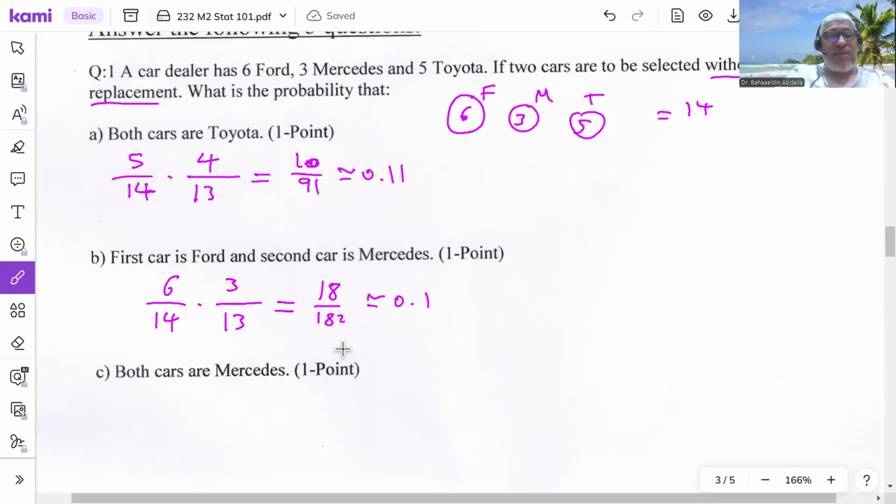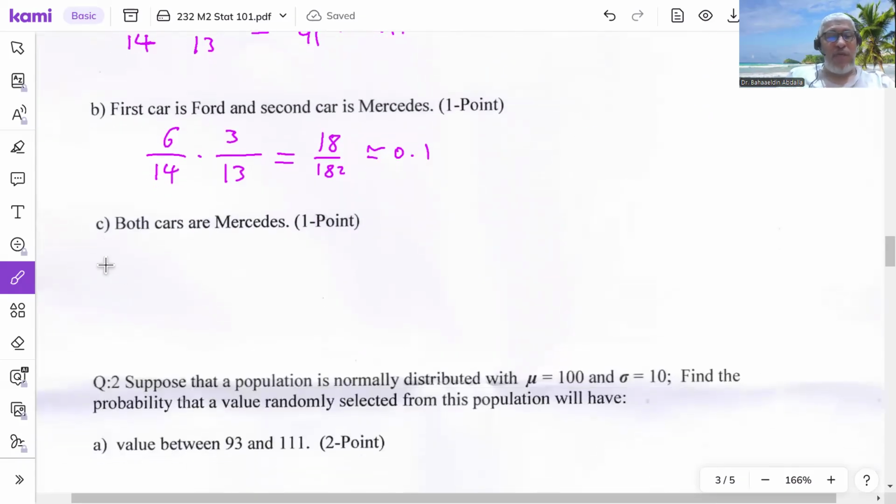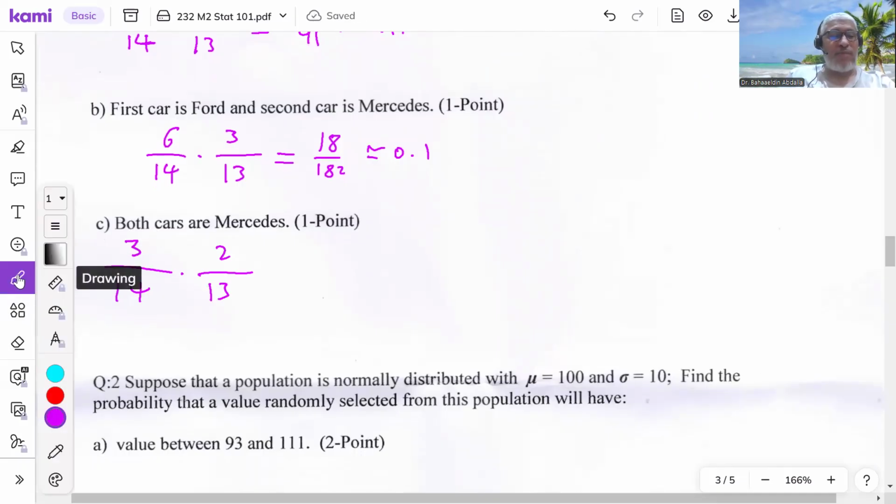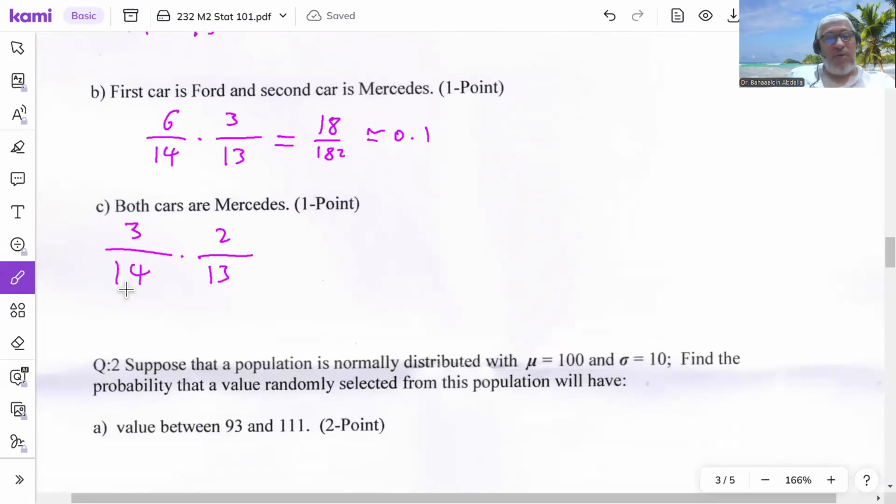Both are Mercedes. Okay, we have 14 cars. How many Mercedes? Three. This is the probability of selecting that the first car is Mercedes. Now the second is also Mercedes. We have 13 and we have two left because we selected one Mercedes in the first time. So now 6 over 182, or just it is 0.033.